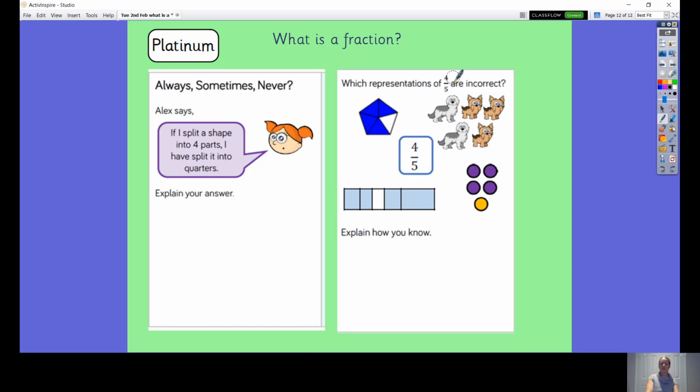And then which representations of 4/5 are incorrect? So there's some different pictures and representations here. This one should help you with this one, actually. If you work out the answer to this one, the reason why one of these is incorrect will help you with this side. So maybe look at those 2 together.